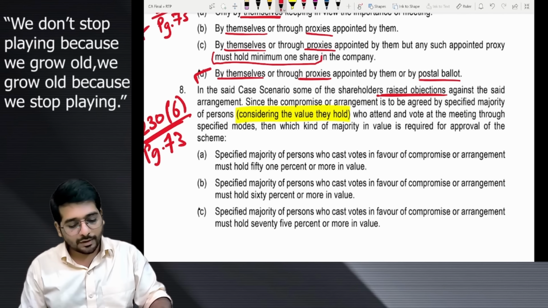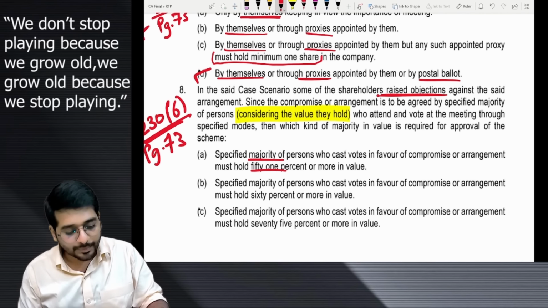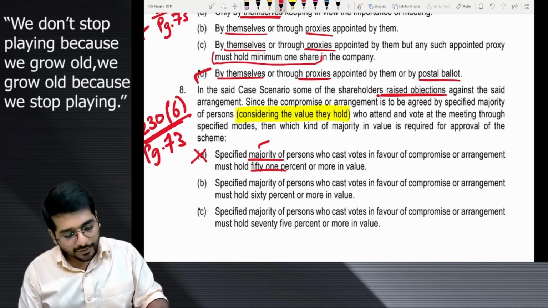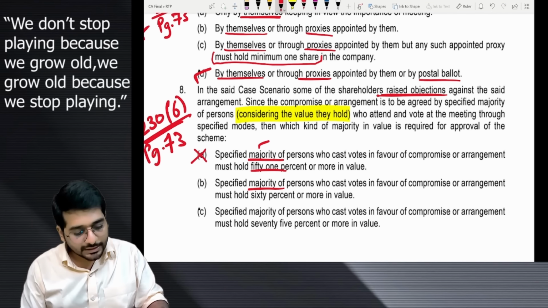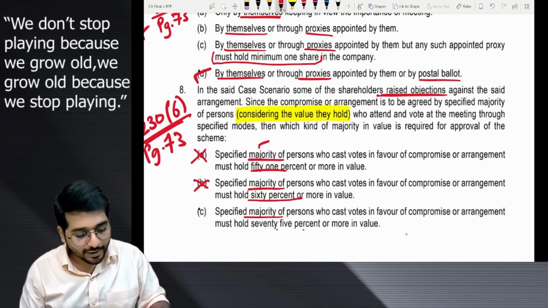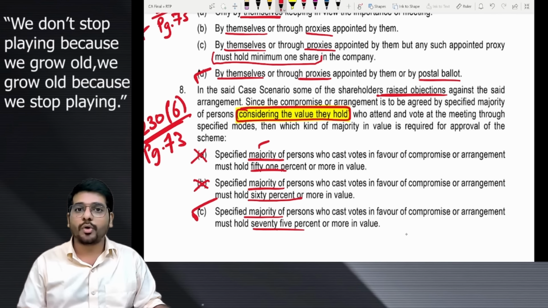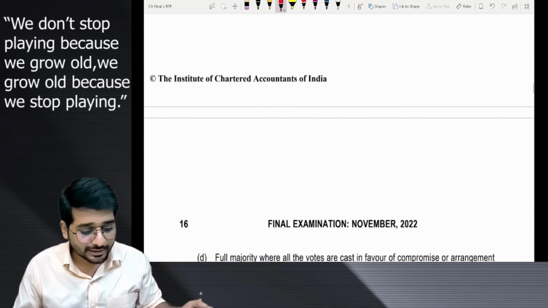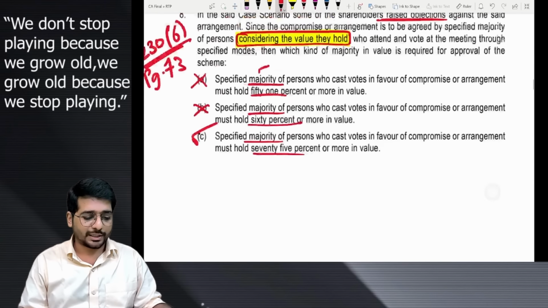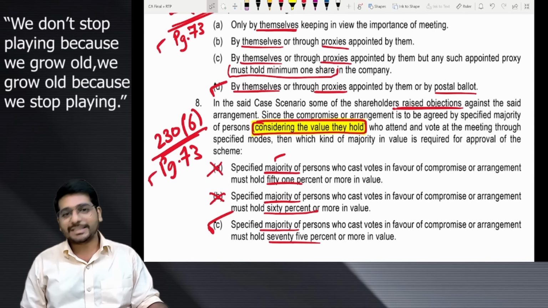Let us check the options. Specified majority of persons who cast vote in favor of the compromise arrangement must hold 51%. Majority, okay. 51%, not okay. Specified majority of persons, okay. 60%, not okay. Specified majority, okay. 75%, considering the value, okay. Wait, don't be over smart. Check the D option also. Full majority, nonsense. There is no unanimous requirement over here. By default, my answer becomes option C.